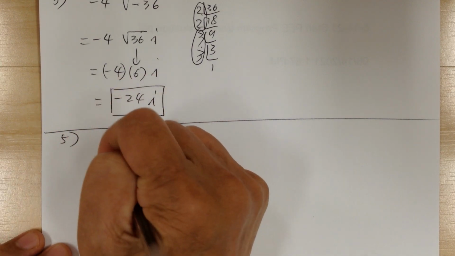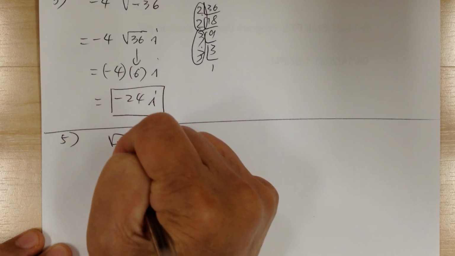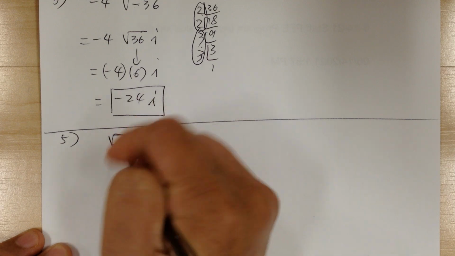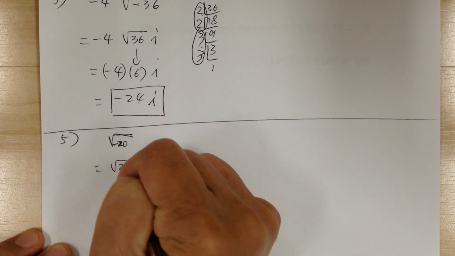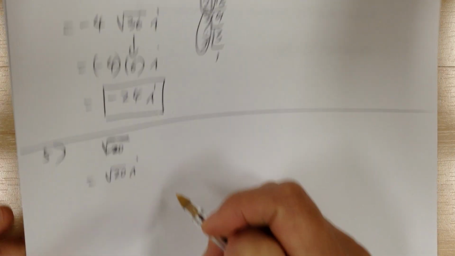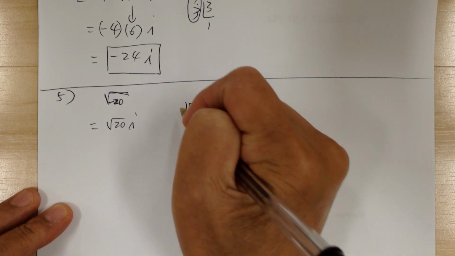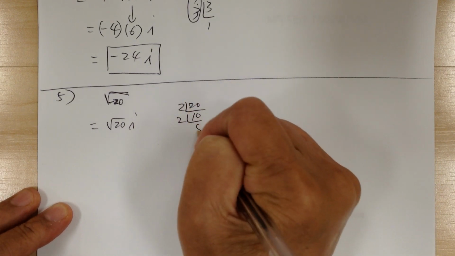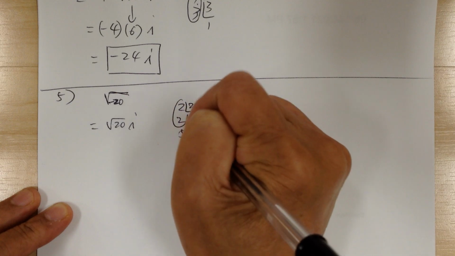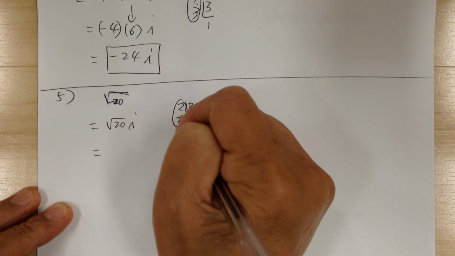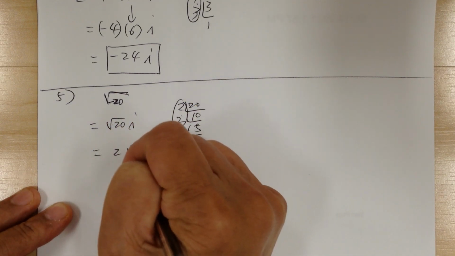Okay, number 5, you got square root of negative 20. So again, right away, take care of the i first before you do anything else. Okay, then from there, you can go and simplify. Okay, so this will equal to, this will give you integer 2, square root of 5i.